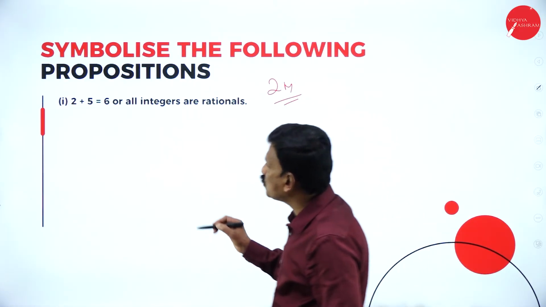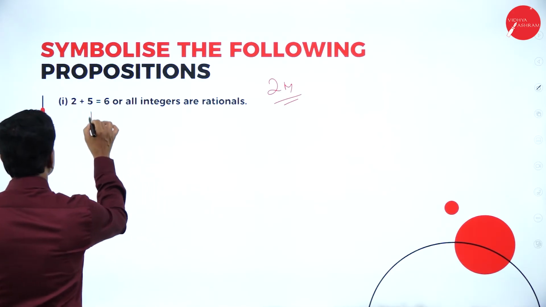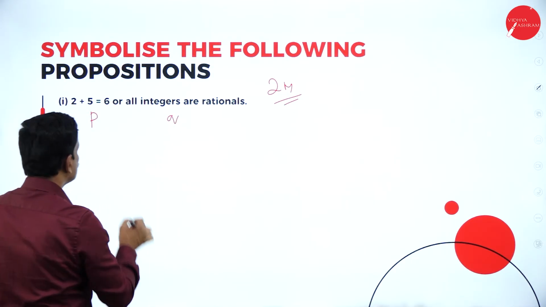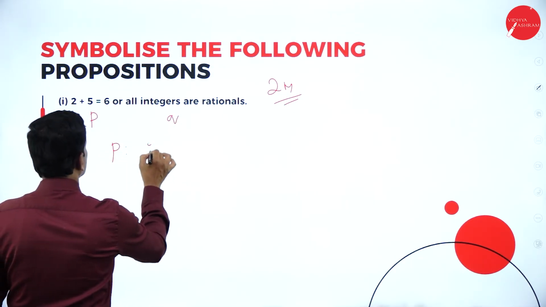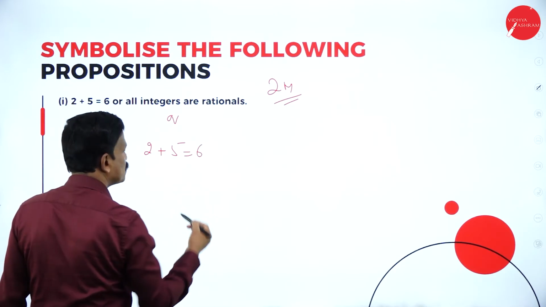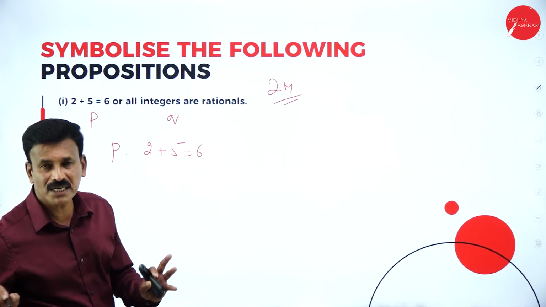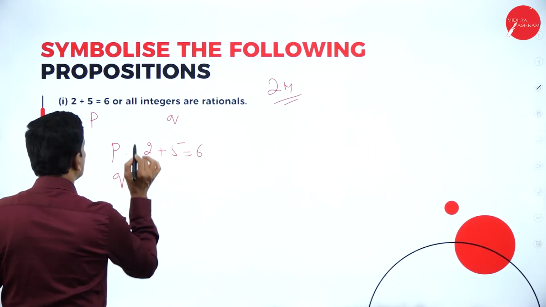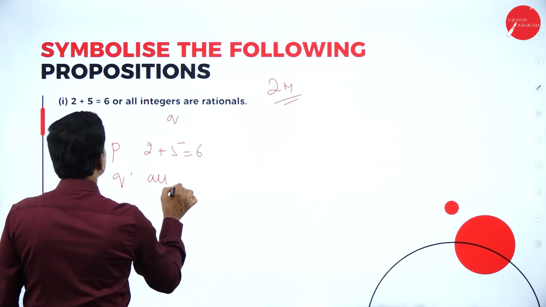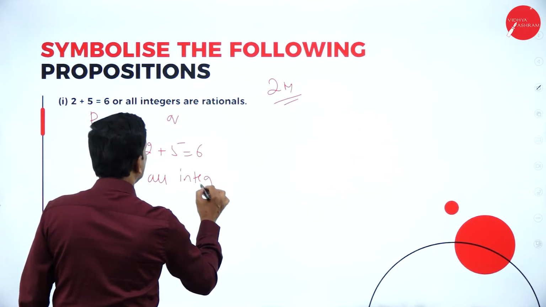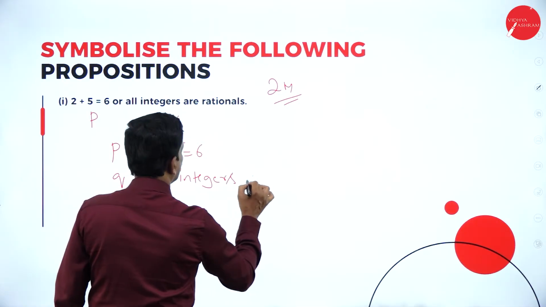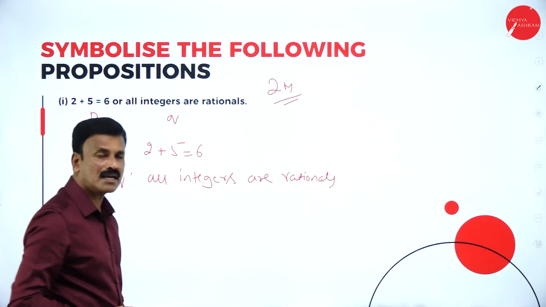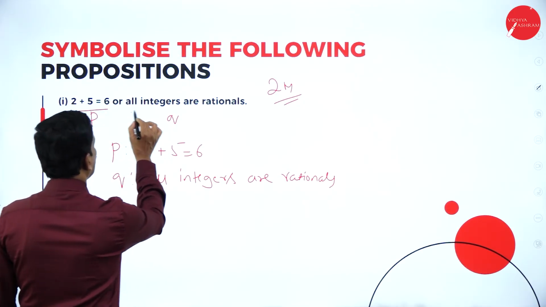So what is given here? 2 plus 5 is equal to 6. Consider this as P. Or, all integers are rational, this is Q. So what is P here? P is nothing but 2 plus 5 is equal to 6. Either it may be true or false, it doesn't matter. Just what is the statement given here? 2 plus 5 is equal to 6. And Q is nothing but all integers are rational. So this is P, and this is Q.